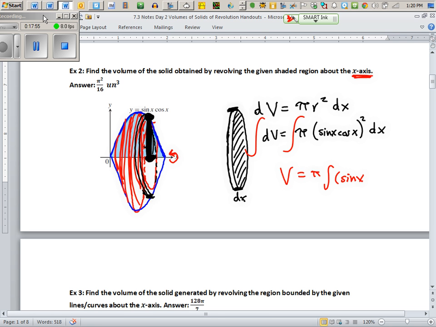Before we start this integration, I think we should ask what the limits of integration are. So you have to ask, where are the disks? They all live between where and where? Obviously, they all live between x equals 0 and this point over here. So where is this? This is a very important question. They didn't say, but we should be able to figure that out.